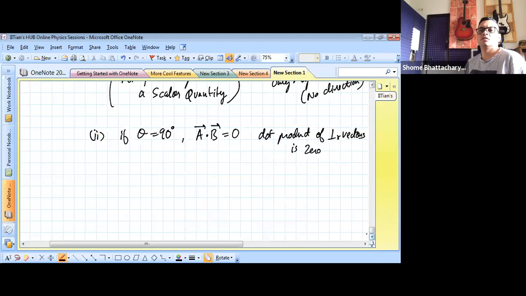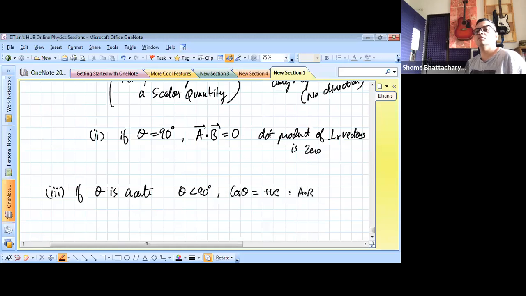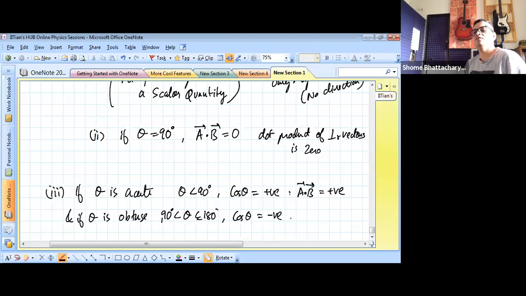Okay, so in this, next thing you see that if theta is acute, that is theta is less than 90 degrees, cos theta is a positive quantity. So A dot B is positive. Whereas if theta is obtuse, that is theta is greater than 90, less than or equal to 180 degrees, then cos theta is negative. So A dot B can become a negative quantity also.